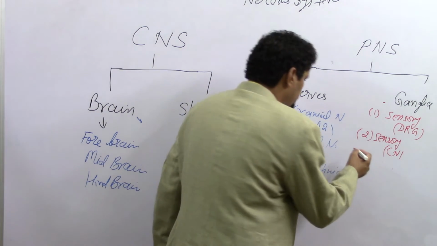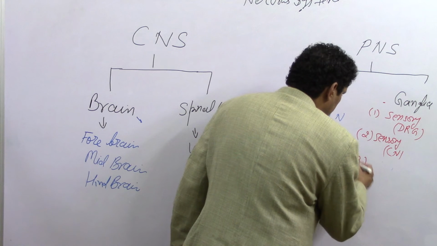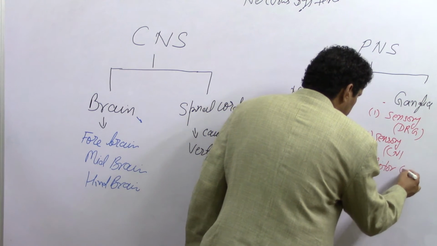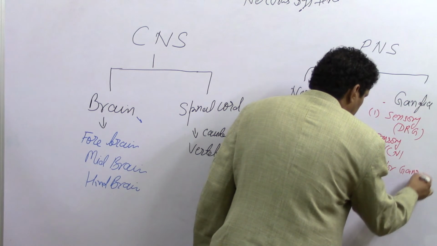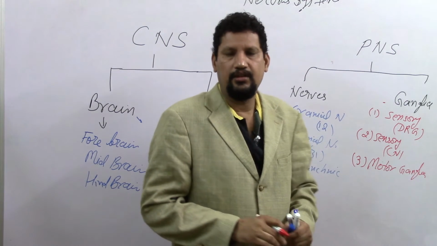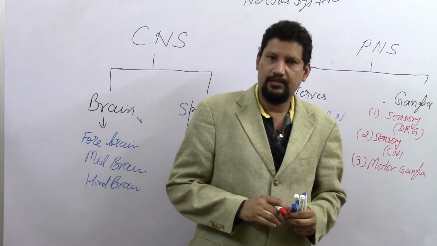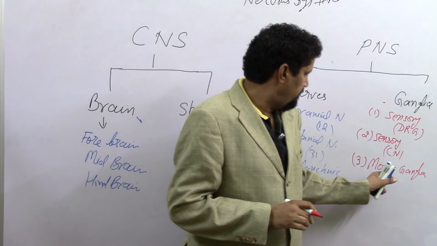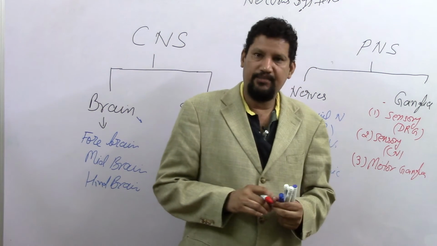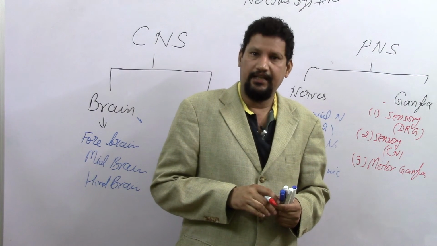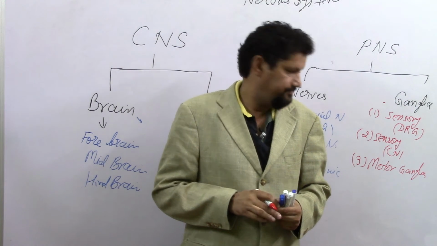The third type of ganglia are motor ganglia, and these motor ganglia are related to the autonomic nervous system, and these ganglia are having postganglionic sympathetic or parasympathetic fibers, which we will deal with in a separate lecture.